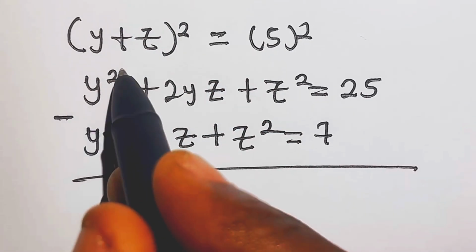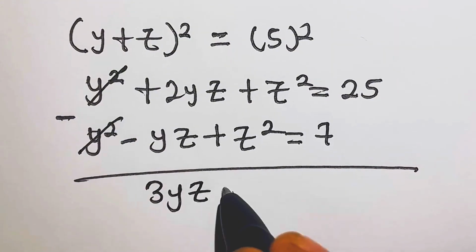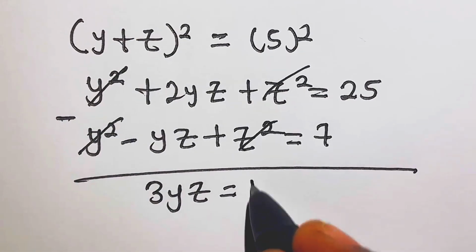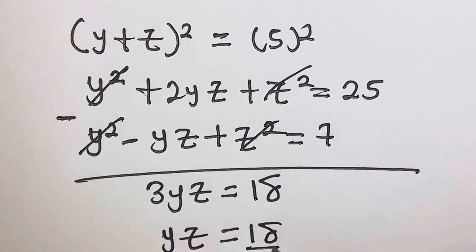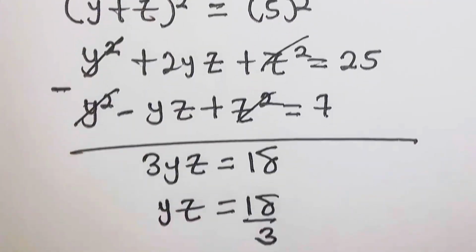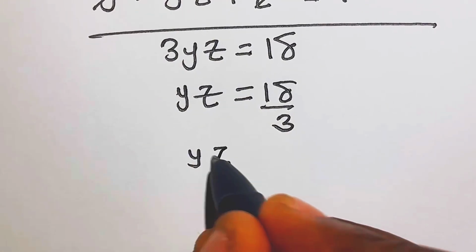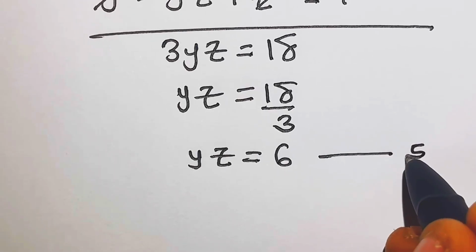And if you do, we know that this will cancel this, and this will become 3yz because this will also cancel this. So we have 25 minus 7, and that will give us 18. So we have yz equals 18 divided by 3, and we have our yz to be equal to 6. Let's number this equation 5.